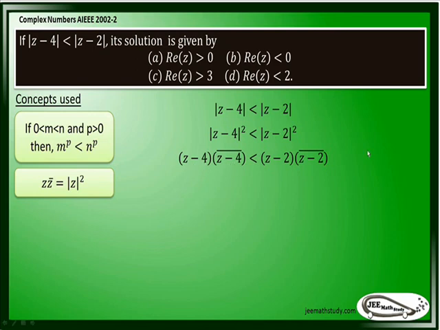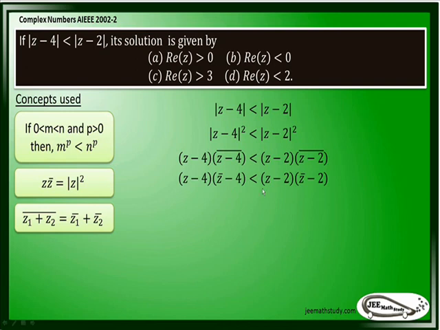Now we will use another property of conjugate of complex number, that is conjugate of z1 plus z2 is given by the conjugate of z1 plus conjugate of z2. That is basically separating this out. We can use this property on both the sides. By using that, we will get this. This is a conjugate of 4, but as 4 is a real number, its imaginary part is 0. Hence, the conjugate of minus 4 will be minus 4 only, and similarly, conjugate of minus 2 will be minus 2 only.